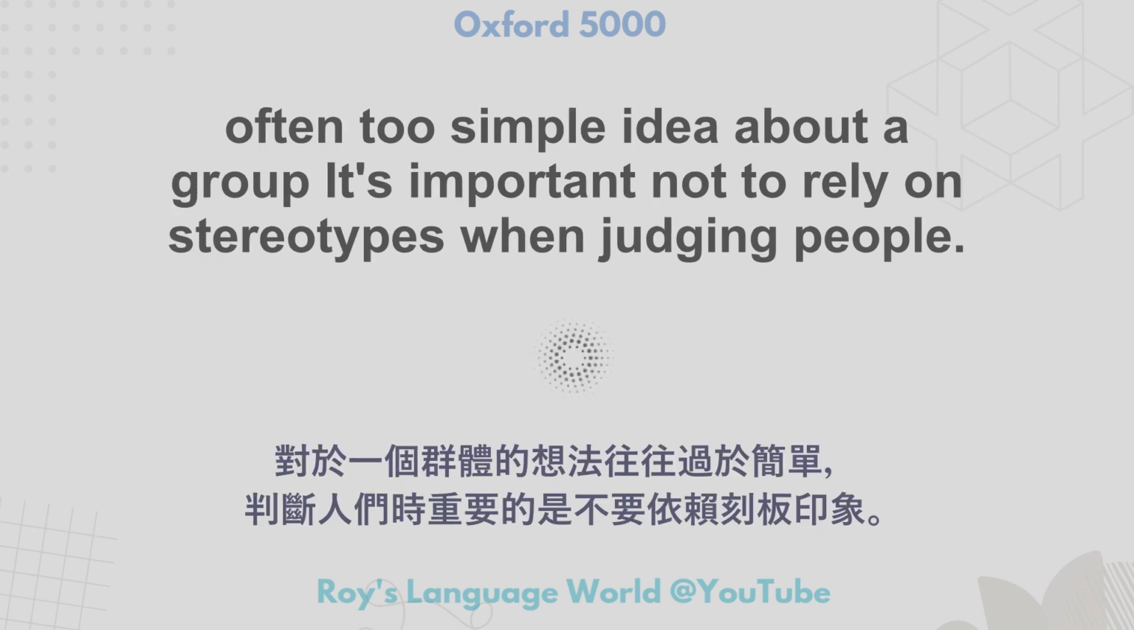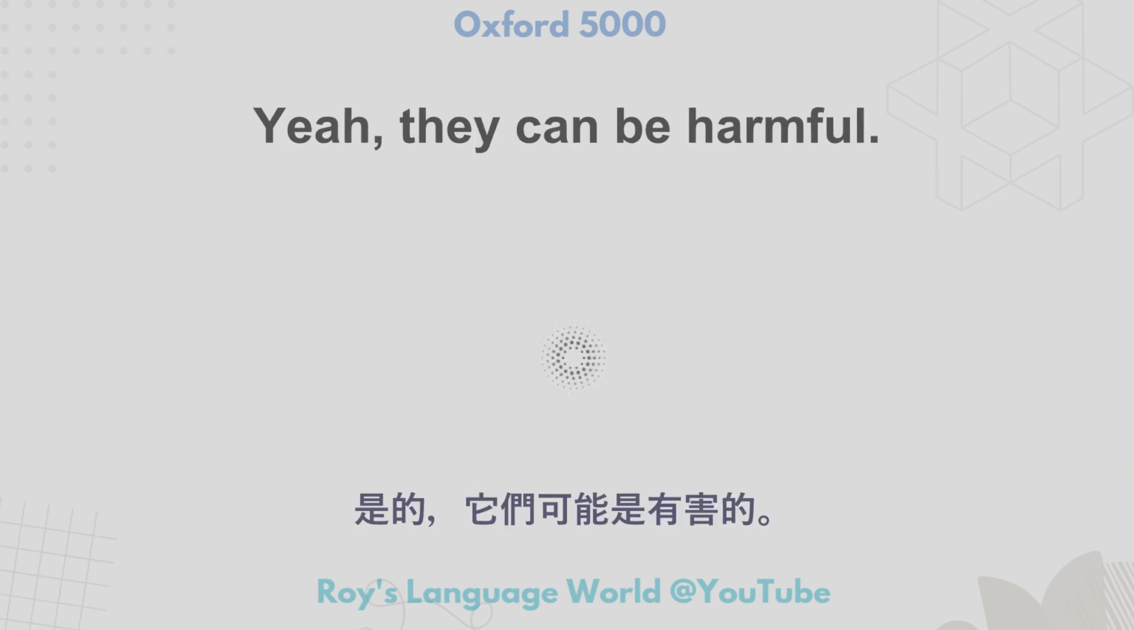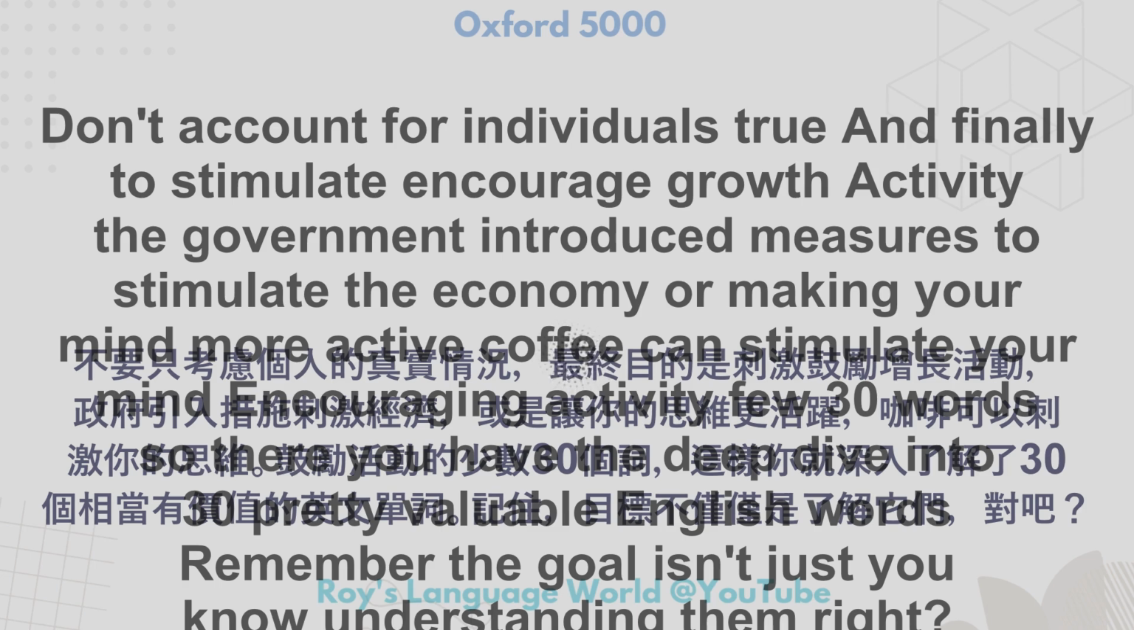Okay. Stereotype. Widely held, but often too simple, idea about a group. It's important not to rely on stereotypes when judging people. Yeah, they can be harmful. Don't account for individuals. True.